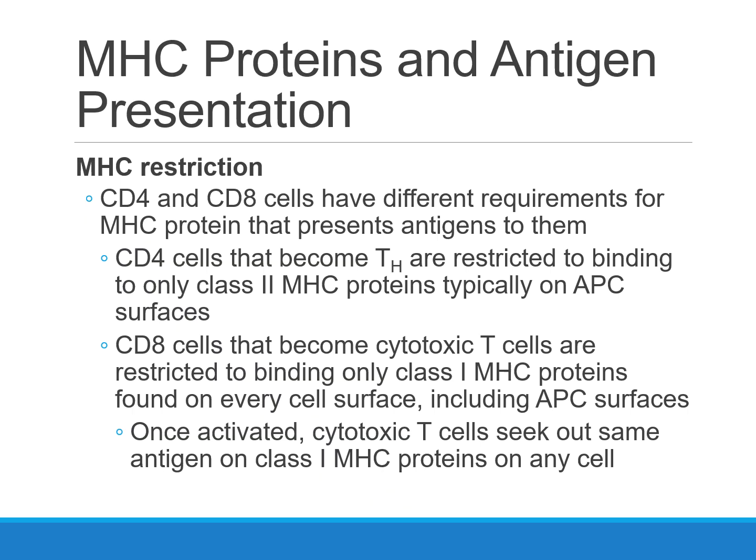MHC restriction. The CD4 and CD8 cells have different requirements for the MHC protein that presents antigen to them. The CD4 cells that have become helper T cells are restricted to binding only class 2 MHC proteins, typically on the surface of antigen presenting cells. The CD8 cells that have become cytotoxic T cells are restricted to binding only class 1 MHC proteins, found on every cell surface, including the antigen presenting cells. Once activated, the cytotoxic T cells seek out the same antigen on the class 1 MHC proteins on every cell.